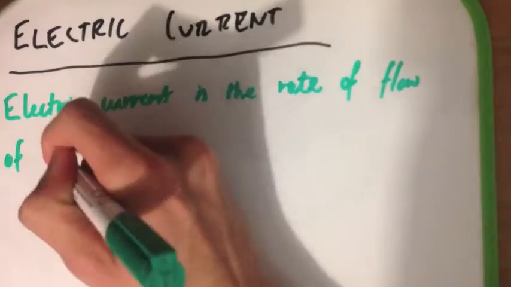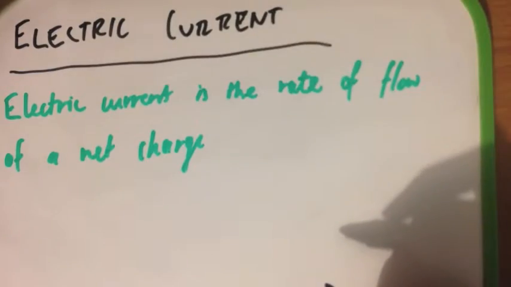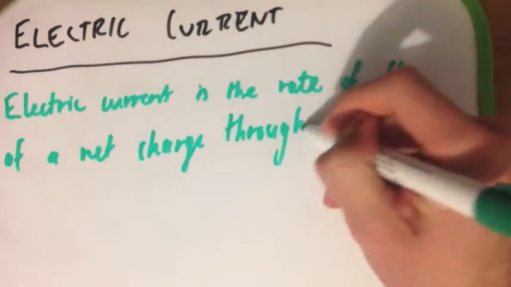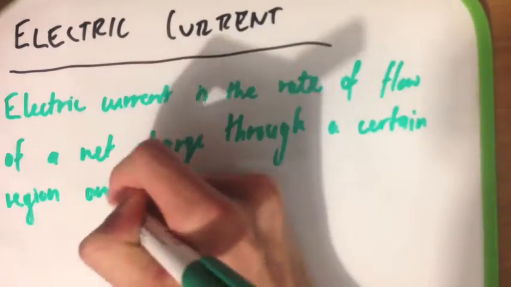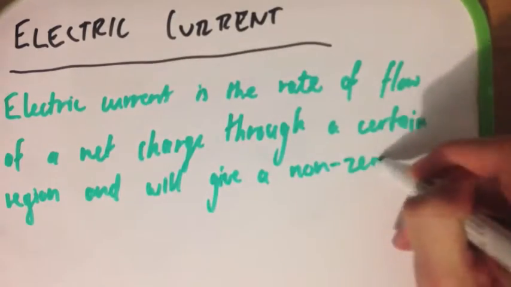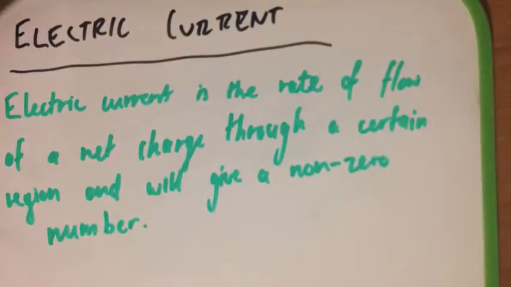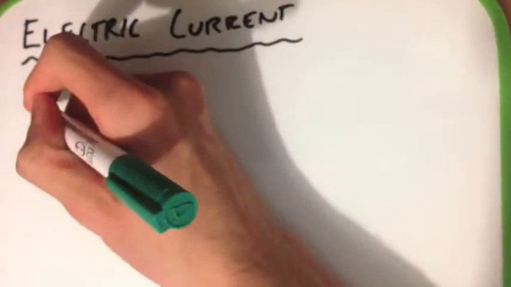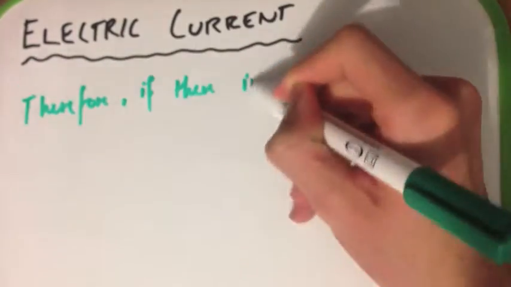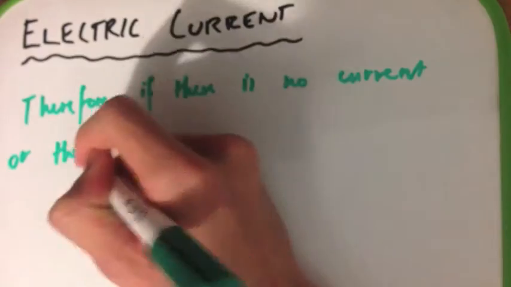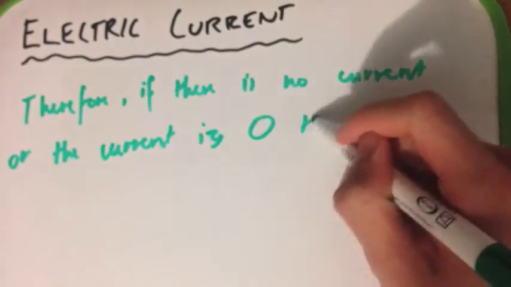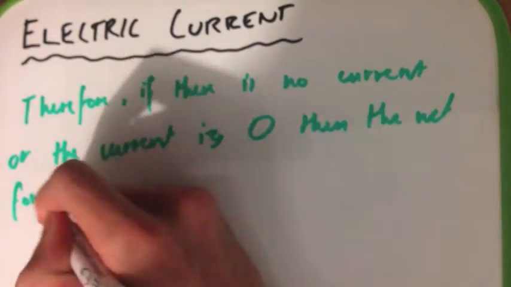Electric current is the rate of flow of a net charge through a certain region and will give a non-zero number. Therefore, if there is no current, or the current is zero, the net force will also be zero.